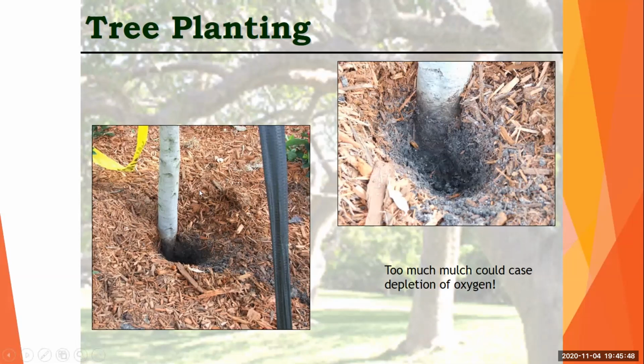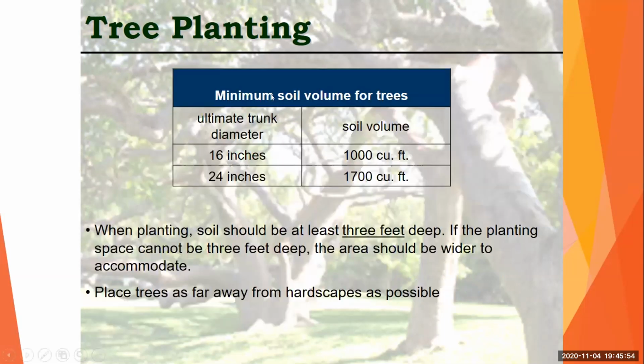Right. So remember this, okay? Right, so this is more or less a soil volume. Soil should be at least 3 feet deep when planting. All right, this is more or less a soil volume.